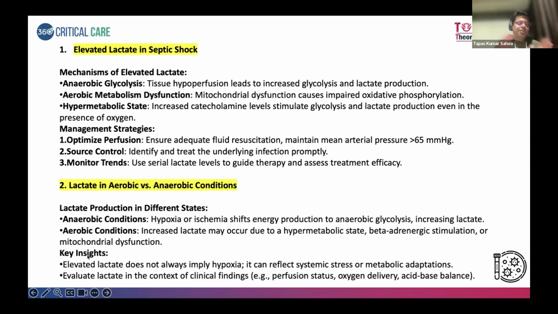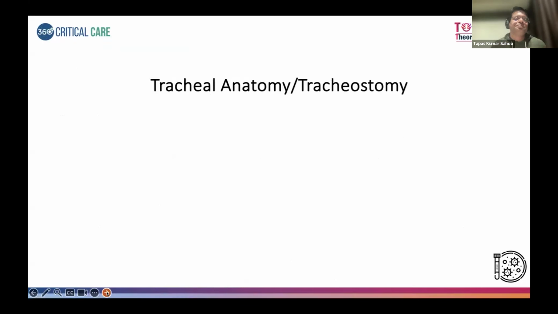But the key insight for the second part of the question would be that elevated lactate doesn't always imply hypoxia. Rather, it can reflect systemic stress or metabolic adaptation. And elevated lactate in the context of clinical findings like perfusion status, oxygen delivery, or acid balance is more important. Now, this is all about lactate.